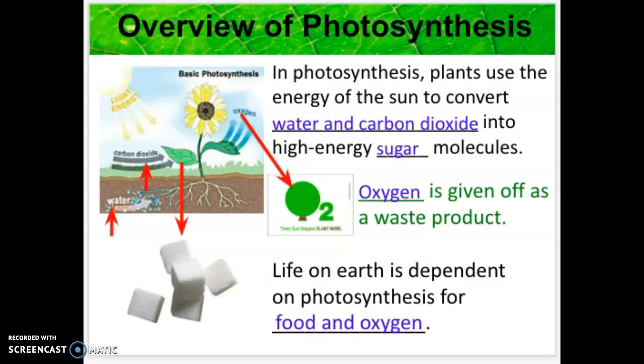So life on Earth is dependent on photosynthesis for the food, which is the sugar, and the oxygen. If we did not have autotrophs, we could not exist.